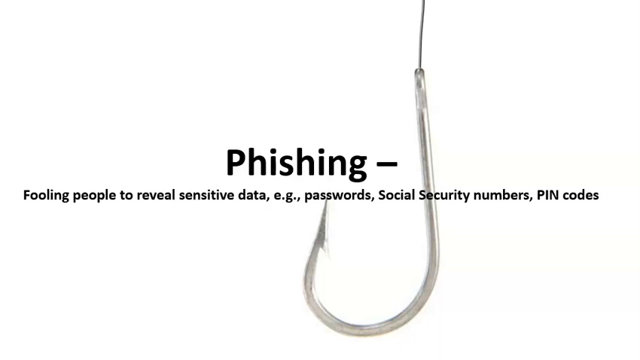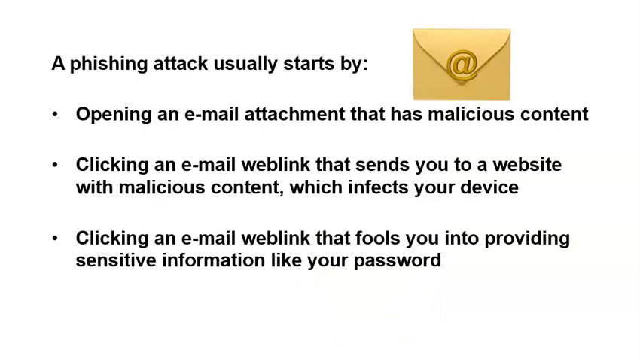Phishing, with a PH, involves trying to fool people into revealing sensitive data such as passwords, social security numbers, and PIN codes. A phishing attack normally starts by hiding malicious content in an email attachment or providing a web link in an email that connects to a malicious website.